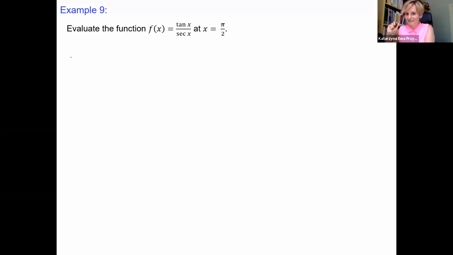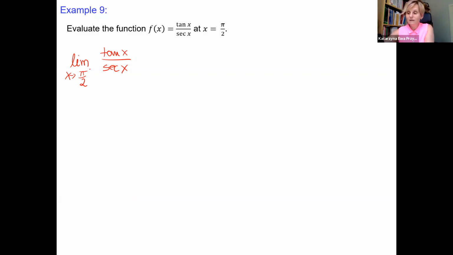We are not dividing by 0. And if we know the graph of tangent of x, at pi over 2 the function has a vertical asymptote. That means the function is definitely not defined at pi over 2, but this is not a problem for evaluating the limit. Tangent and secant. The thing is, we have to be extremely careful now because we don't know on which side of pi over 2 we are.